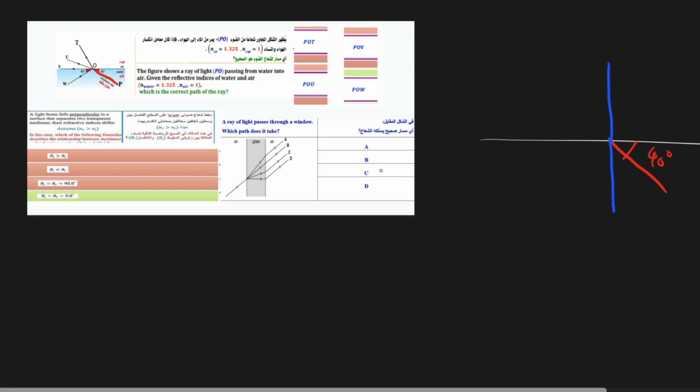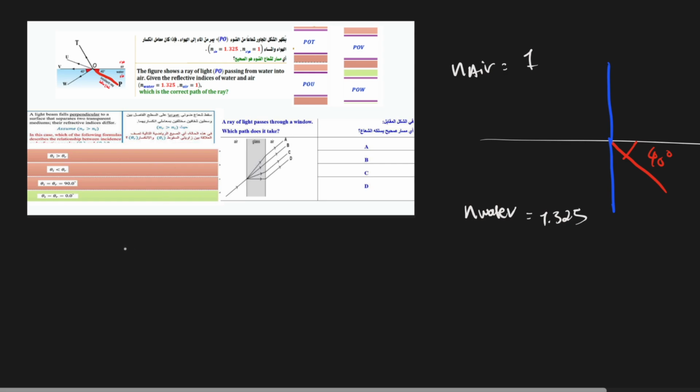And we have also the refractive indices. So we have N of water, and then we have N of air. N of air is approximated as 1, and N of water is about 1.325. So using the equation, we will have to understand what is the angle of refraction.